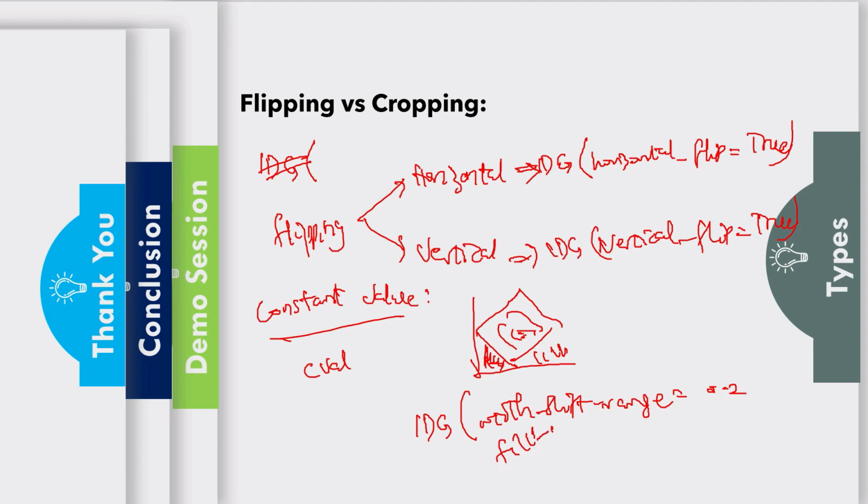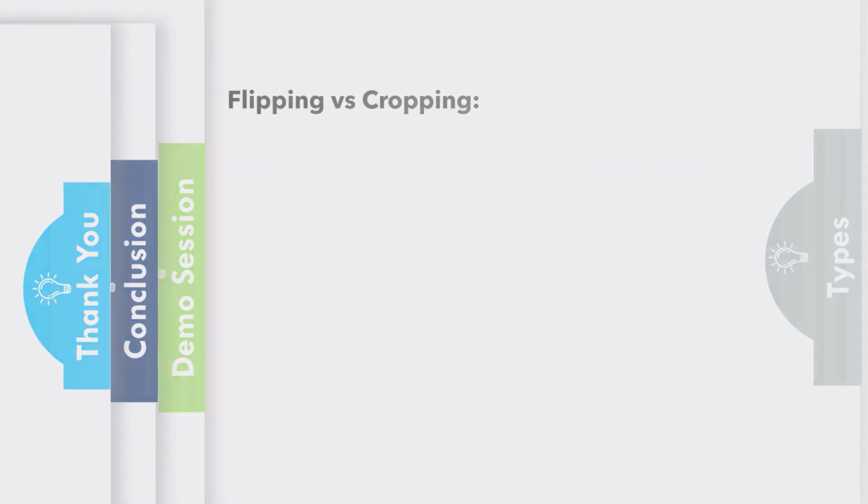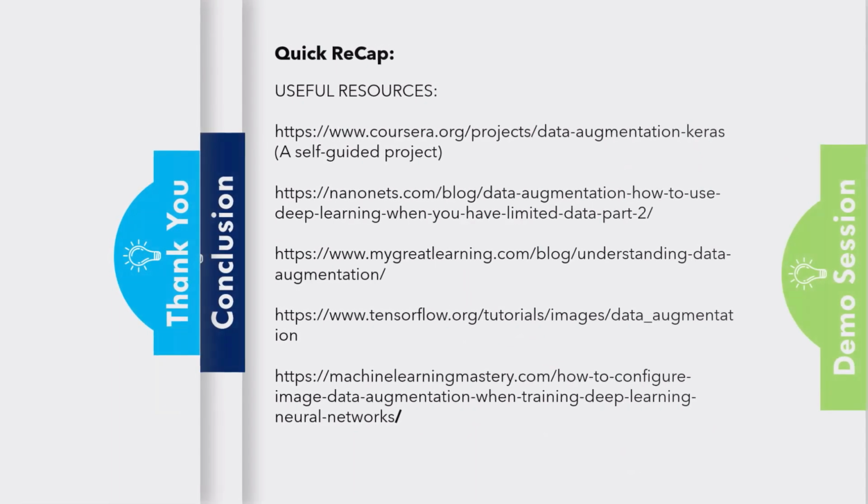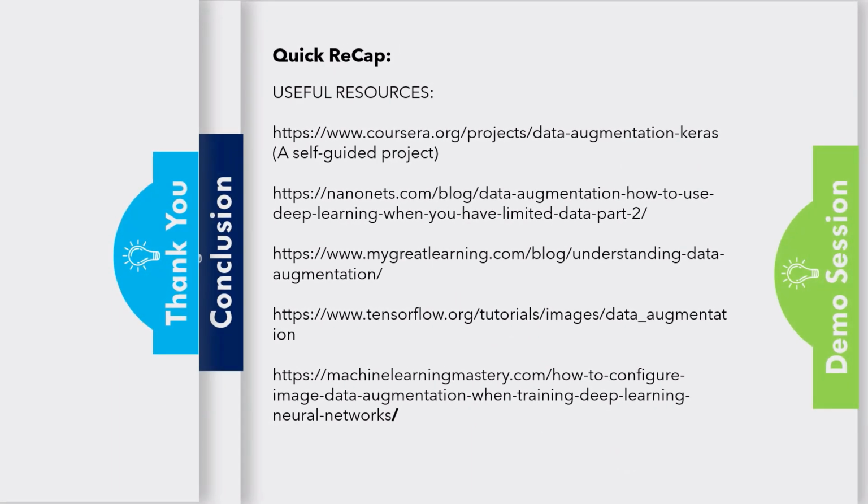You look into the docs. Fill mode can be constant, it can be other things. So here I will say constant. Now I will say cval as 80. It says take the constant value as 80 and pad this. That leads us to the next slide, which is our demo section.